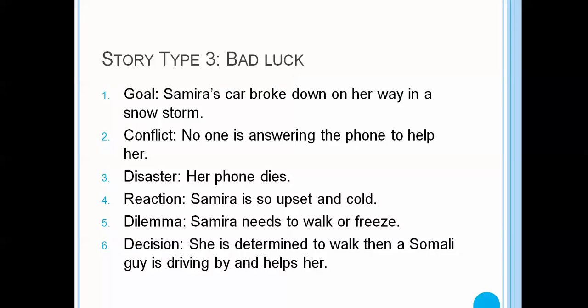Now, for example, real quick, I was like, all right, Samira's car broke down on her way because she's going out somewhere. It was a snowstorm. No one's answering the phone to help her. Her phone dies. Samira is so upset and she's cold. She's not sure: should she just walk or freeze to death, because there's no other cars on the road, so she doesn't know what to do. She finally says, I'm just going to start walking, and when she starts walking, a Somali guy is driving by and he helps her. Yay!